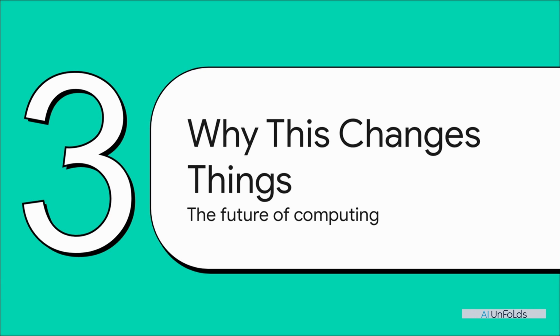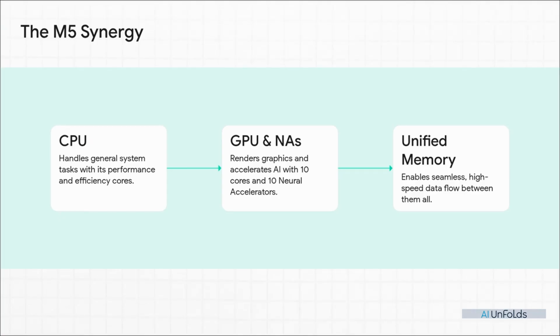So, let's zoom out. I mean, a faster chip is always great, we all love that, but why does this specific architectural shift really matter? What's the long-term impact of baking AI so deeply into the GPU itself? It really all comes down to one word: synergy. The M5 isn't just a collection of separate parts, it's a single, cohesive system. You've got the CPU handling all the everyday tasks, the GPU taking care of the intense visual and AI workloads, and then you have that unified memory acting as the high-speed glue connecting it all. They all work together perfectly.